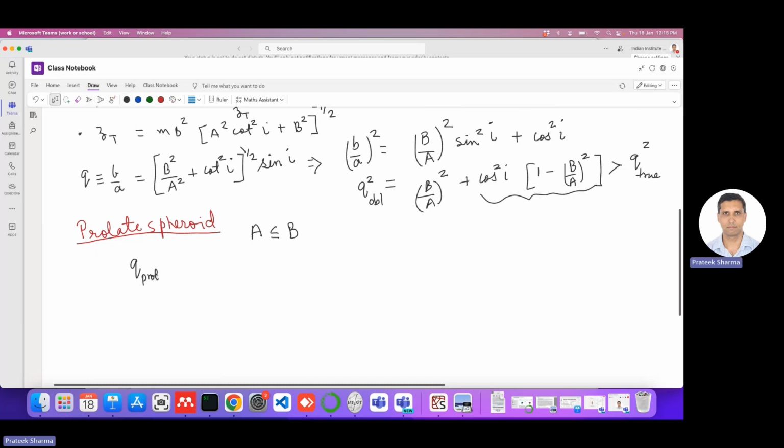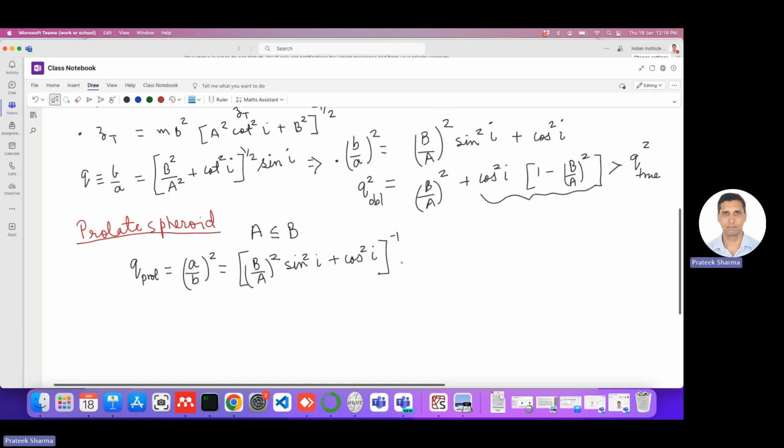Okay, so the algebra actually just falls through, but the definition of Q in this case, Q is defined such that it's always less than 1. So in this case, the definition of Q is A by B, not B by A. So the expressions are identical. A by B squared is equal to the inverse of that expression. B by A squared, sine squared i plus cos squared i, to the minus 1, right? It's the same expression, just the inverse of this that we call the axis ratio.